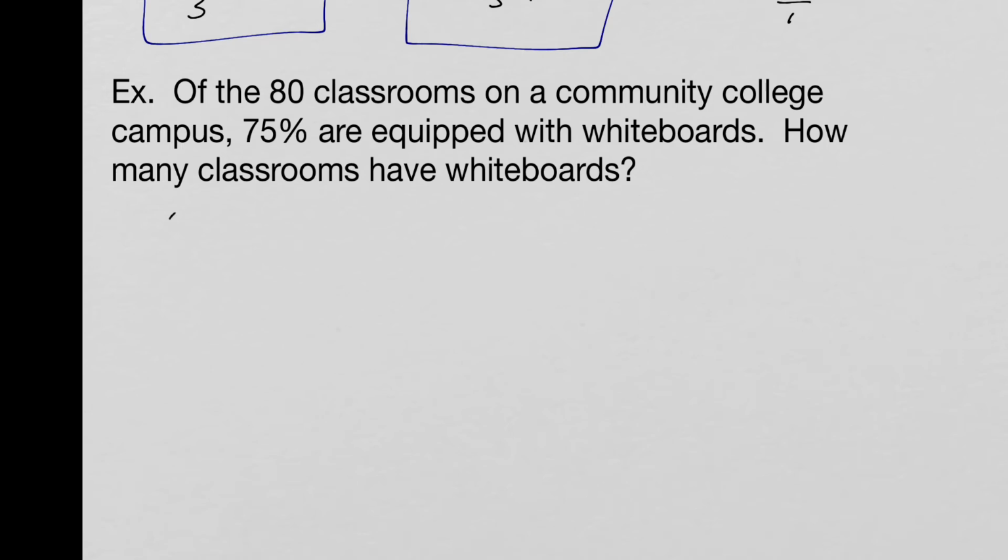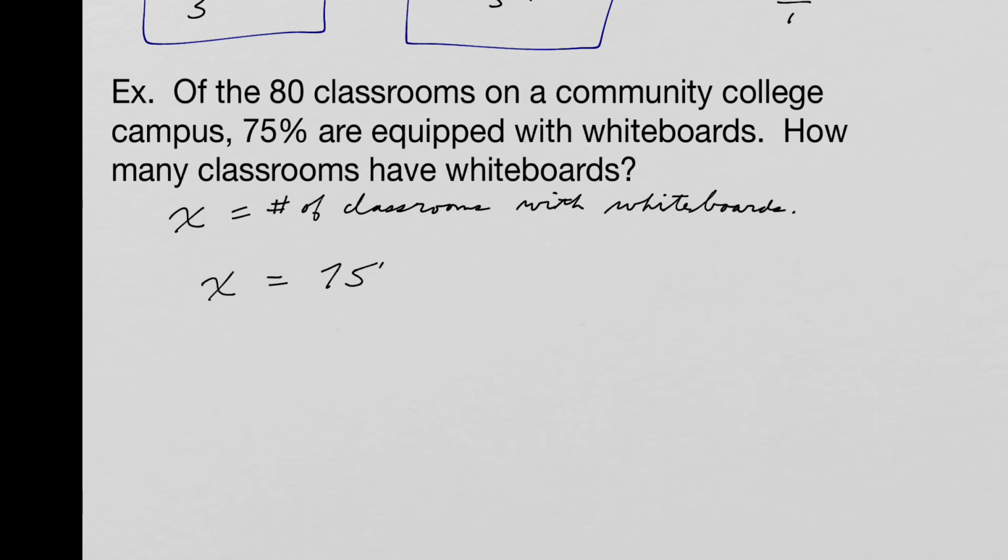let me use the variable x. So this is the number of classrooms with whiteboards. That's what we're trying to find. Well, just by looking at the example, we know that x, the number of classrooms with whiteboards, must equal 75% of the total, which is 80. Right? 75% of 80 will give me what I want.